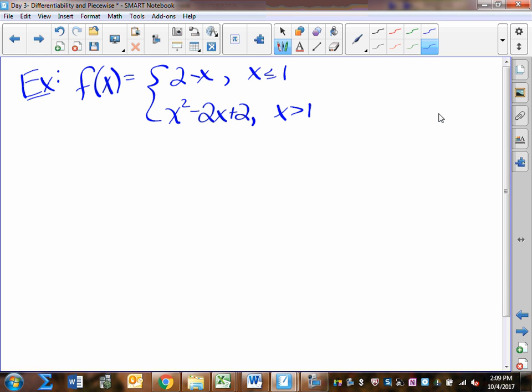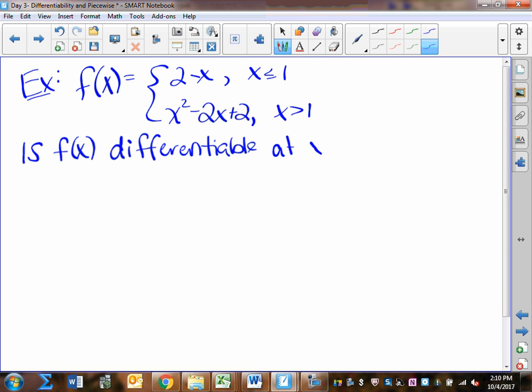So we're going to use this piecewise function. And with this one, we're going to just check to see: is f of x differentiable at 1? Is f of x differentiable?